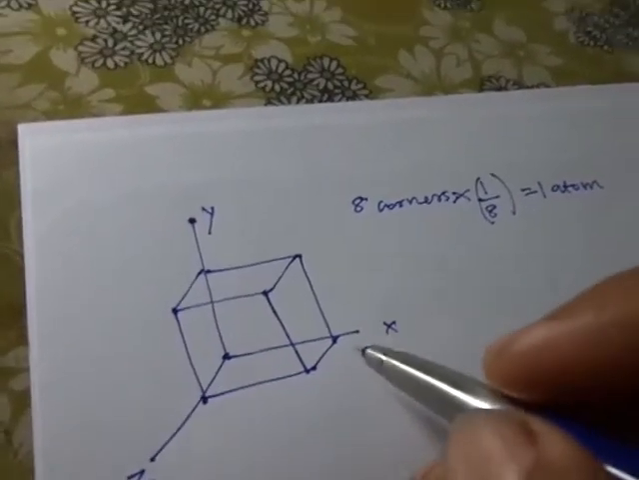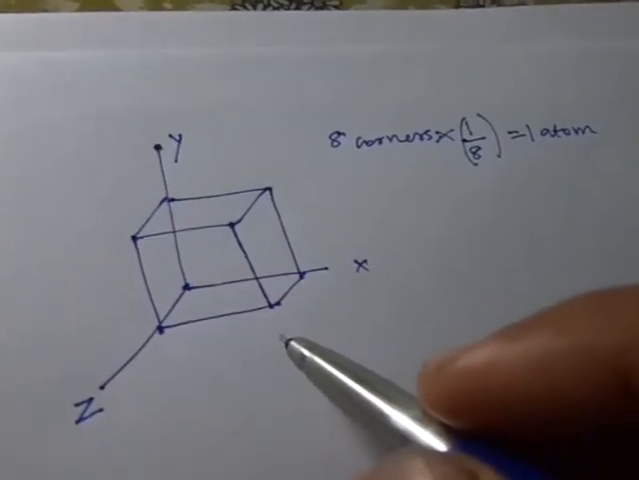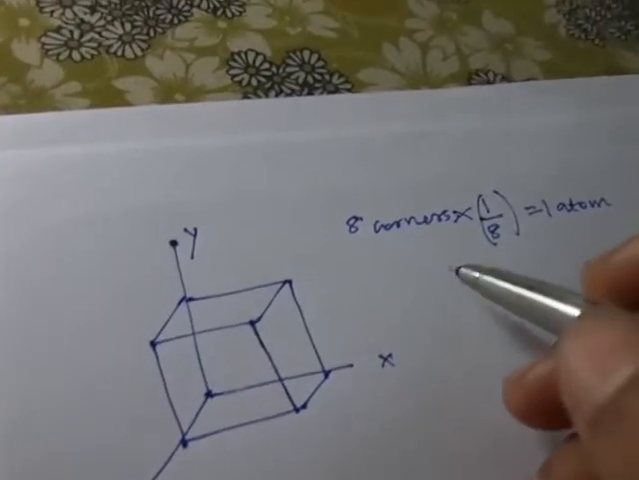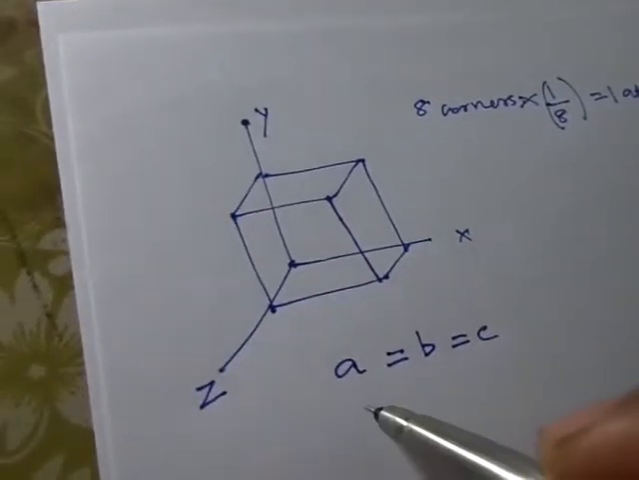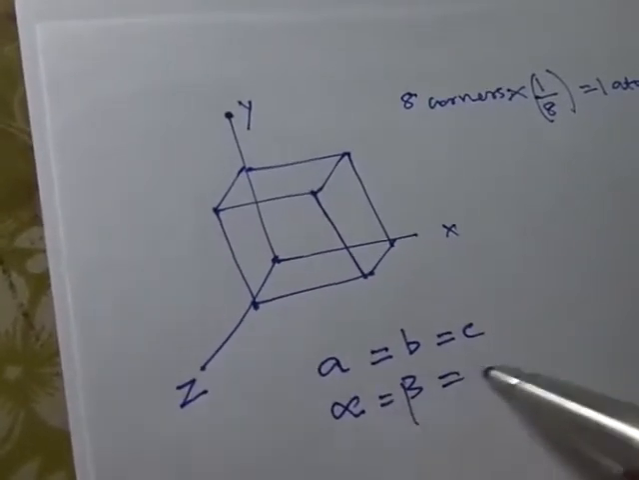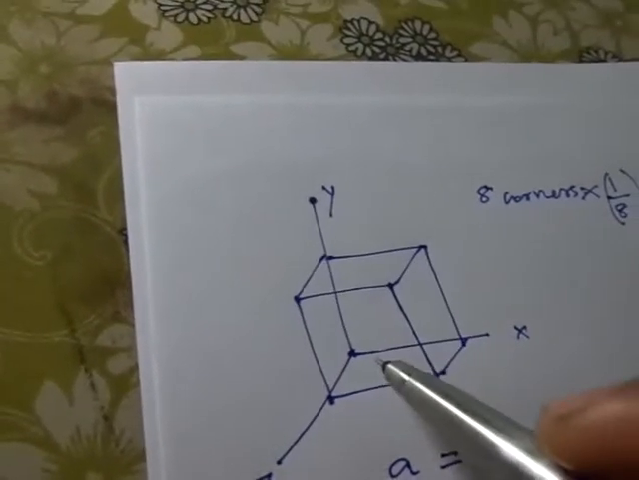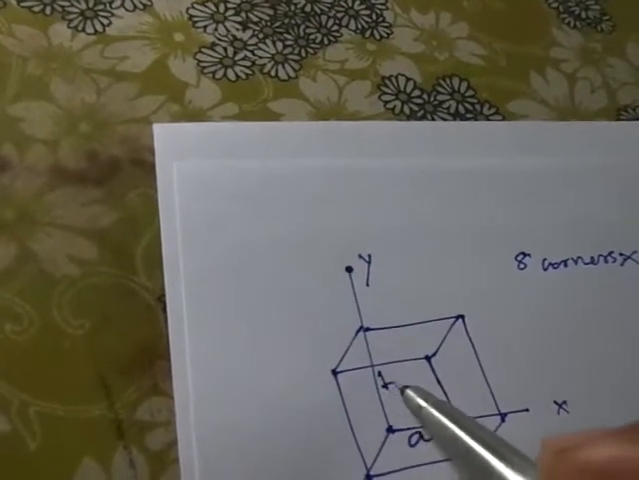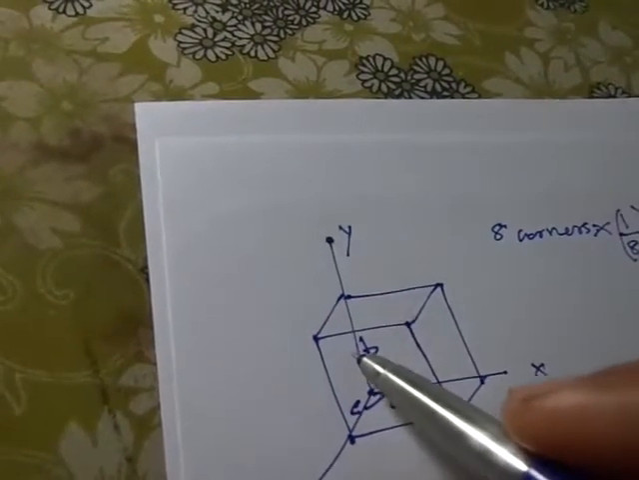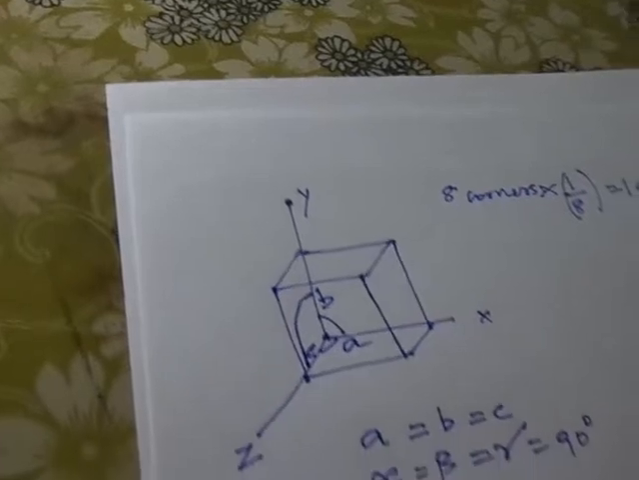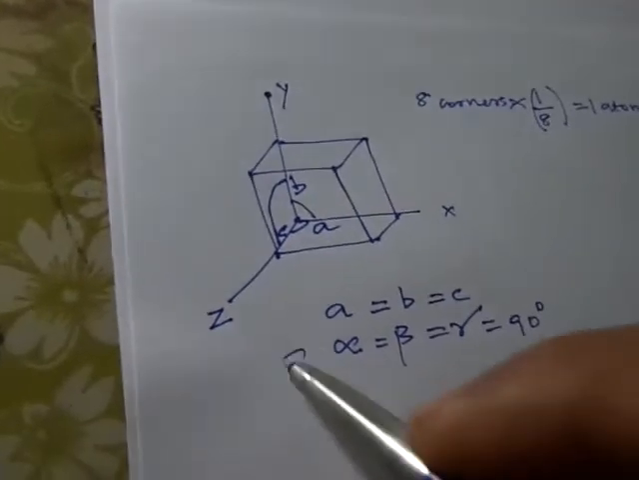Now simple cubic crystal structure has lattice parameters of A is equal to B, which is equal to C, and alpha, beta, gamma all 90 degrees. So in this figure, this is A, and in Y-axis it is B, and Z-axis it is C, and the angles are all 90 degrees each. So this is the condition for simple cubic.